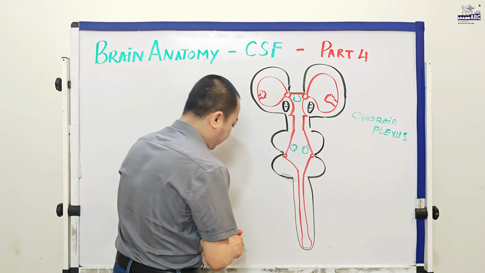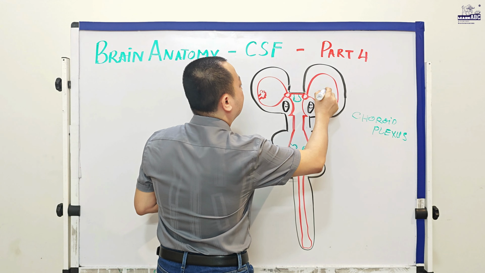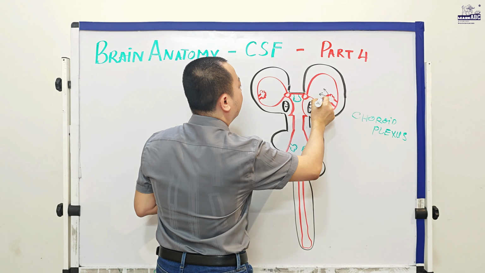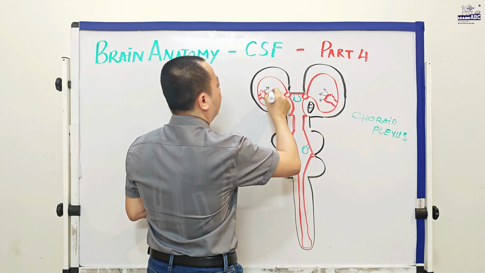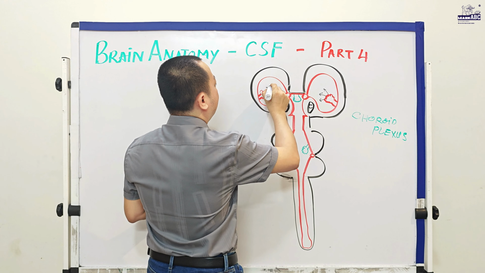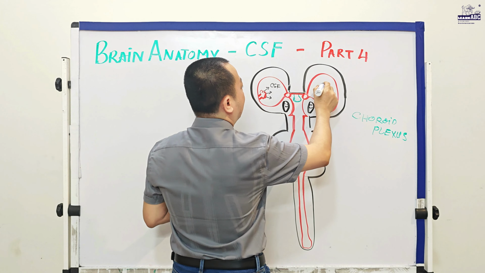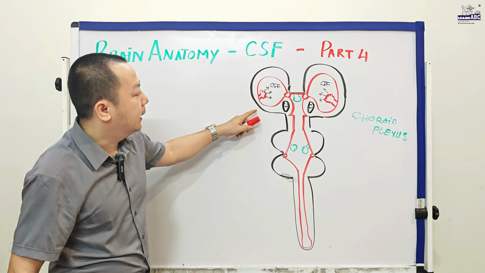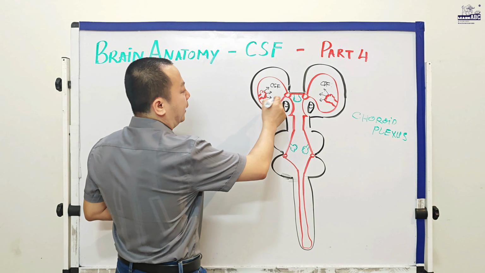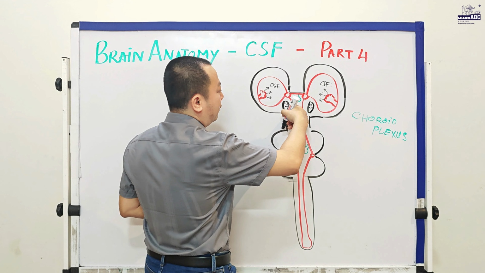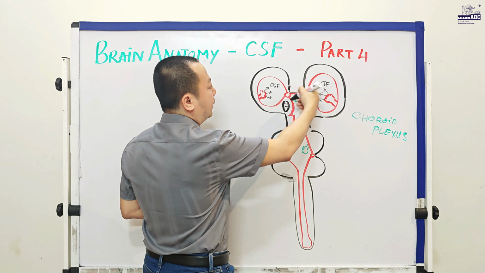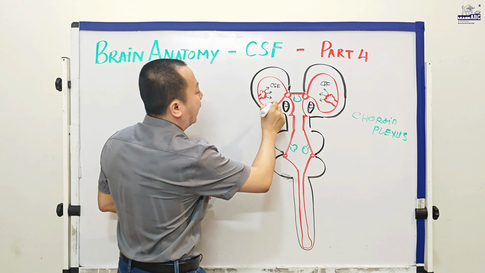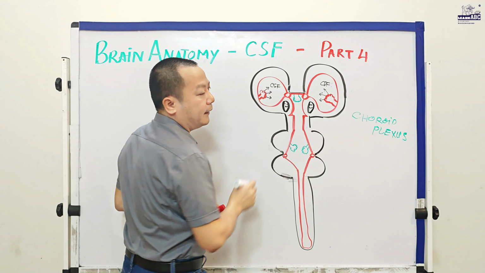And now you see here, the choroid plexus produces the CSF. It means CSF is formed here, right? And then it will go to the third ventricle. This we call the third ventricle. This we call the lateral ventricle. And how does the CSF go to the third ventricle?